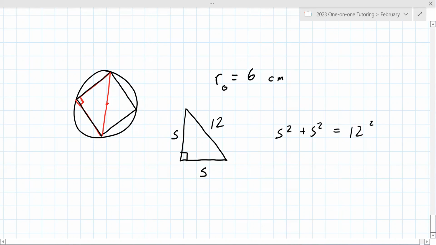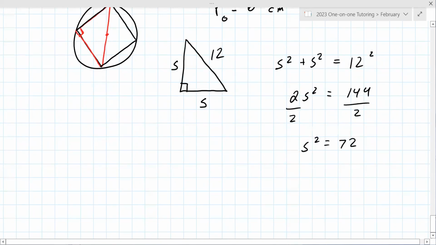Okay, 12 squared. So this is 2s squared equals 144. And you divide both sides by 2. So now you're down to s squared equals 72. What do we do in this case? How do we solve for s? Find the square root of 72. Yes, so will you do that for me, please? And so it'll be s equals the square root of 72.